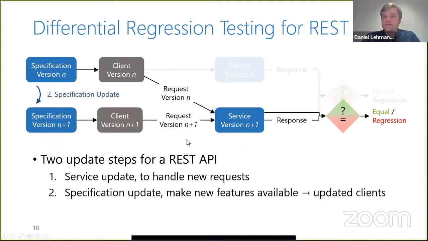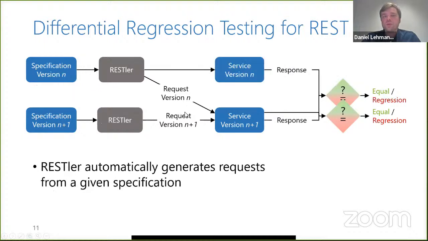And again, the idea is that the output of the service should be the same, and otherwise we have found a regression in the specification update. Now, to make this process actually automated, we cannot really wait for third-party developers to write a client against the specification. So what we do is we employ Restler, that I've mentioned before, as an automated tool to generate requests from a specification.